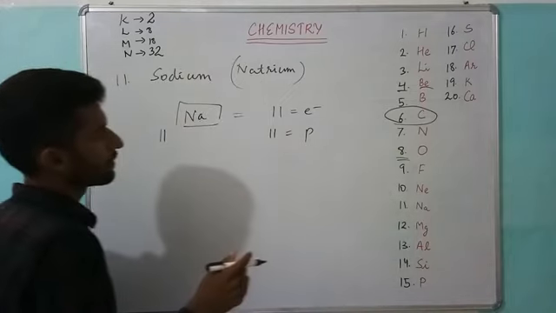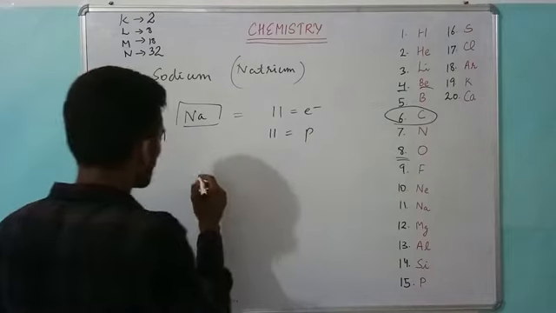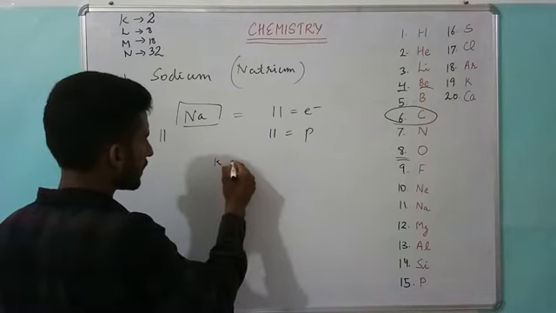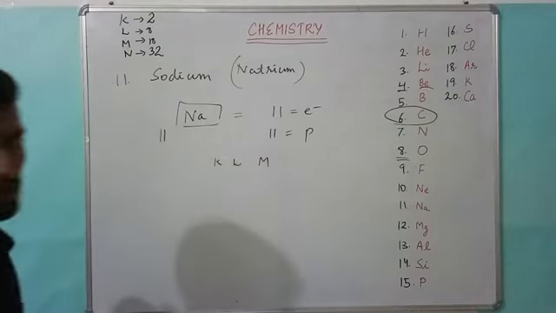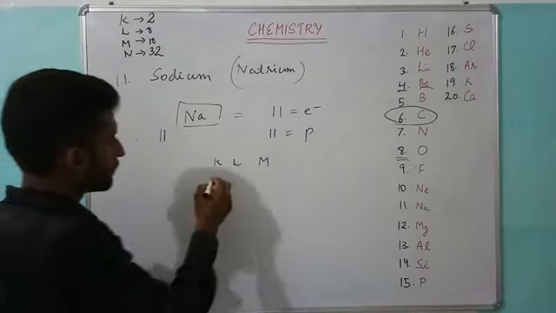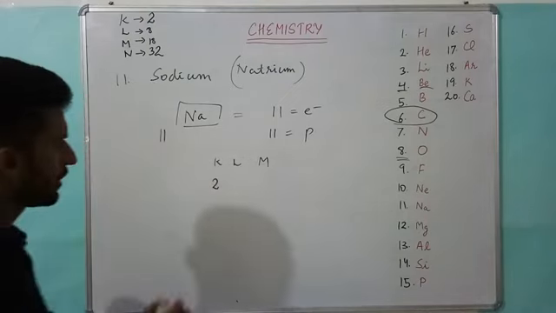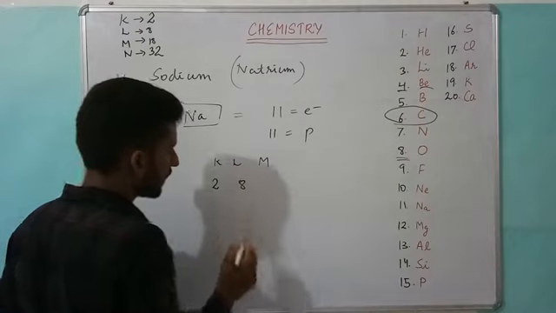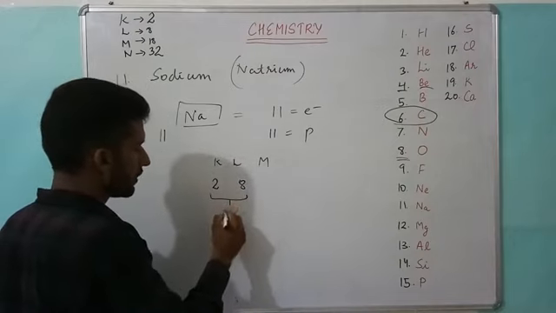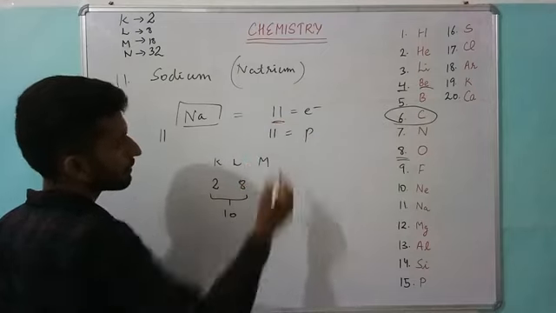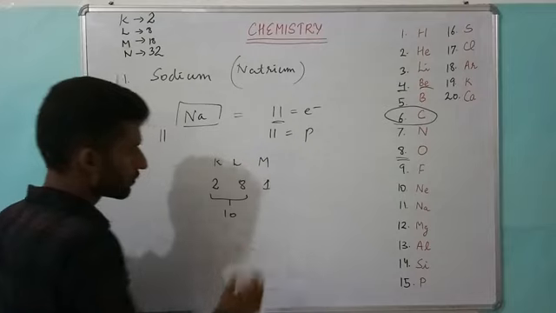Now here a different type has been introduced. Earlier we were dealing with K and L shell, but now one more shell needs to be taken into account. How? We know K can accommodate maximum of 2 electrons, L can accommodate maximum of 8 electrons. So how much total here? 2 plus 8, it is equal to 10. But now we are here having 11 electrons. So the next one electron will go to the M shell.